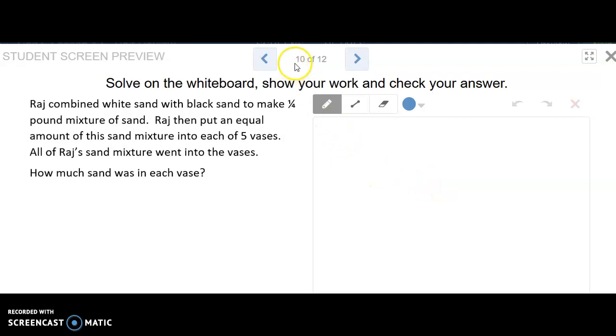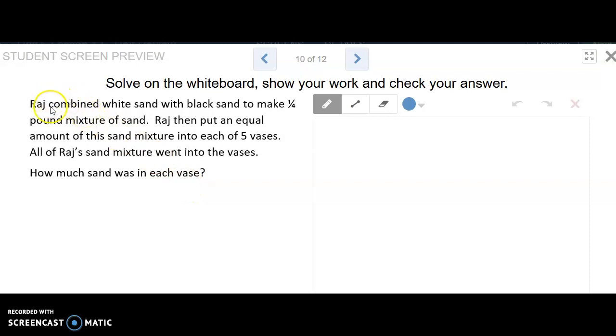Okay, let's take a look at question number 10. The directions say to solve on the whiteboard, show your work, and check your answer. I have this story problem here, and so we need to read it and then find our important information, our details, and then come up with a plan, write out an expression, and then solve the expression.